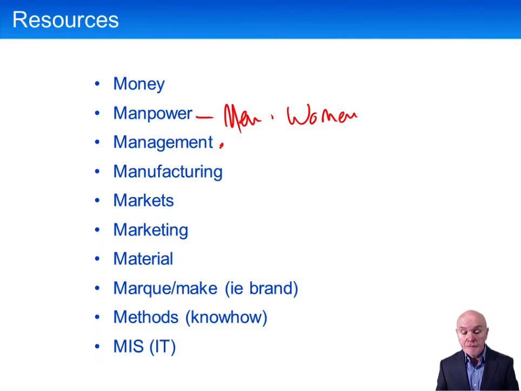Manufacturing, we could improve manufacturing perhaps by getting more highly automated, more reliable machines. We might improve it by shifting it offshore so that manufacturing takes place in cheaper economic areas. We need sufficient markets. We need to be good at marketing. We need enough material to allow us to produce what we want to produce.